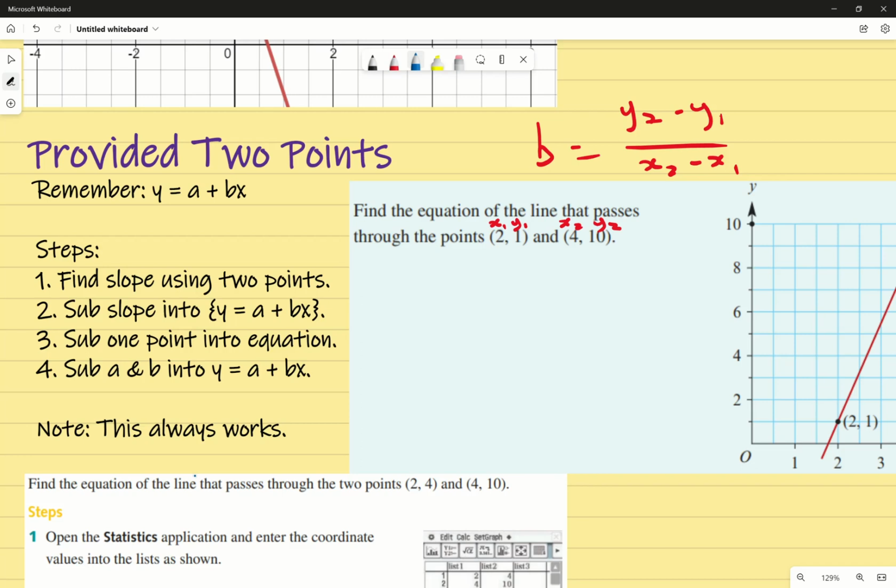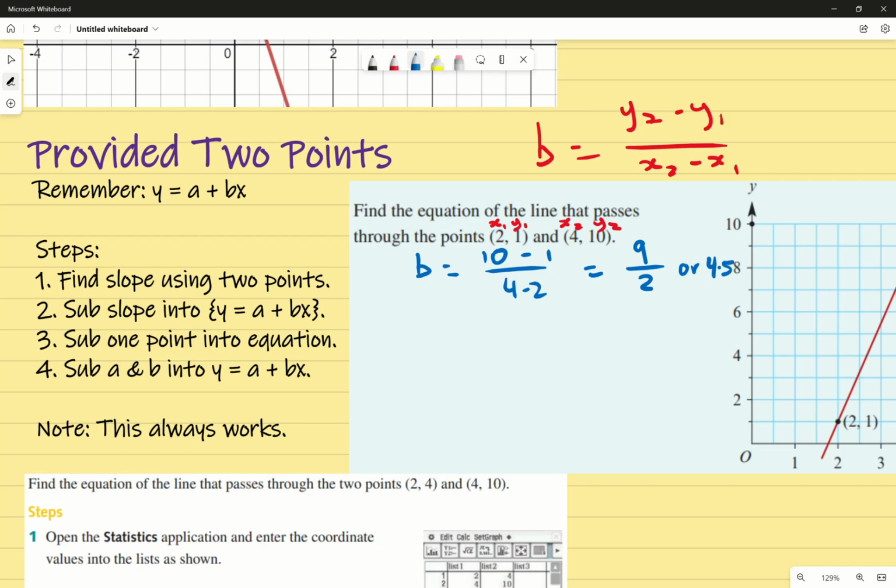I'm using my formula, so that means that b equals 10 minus 1 over 4 minus 2. I know I've gone through that a little bit quickly, but I'm hoping that it's a revision for you guys at this stage. Simplification, that gets me 9 over 2, or 4.5. I don't mind which way you write it.